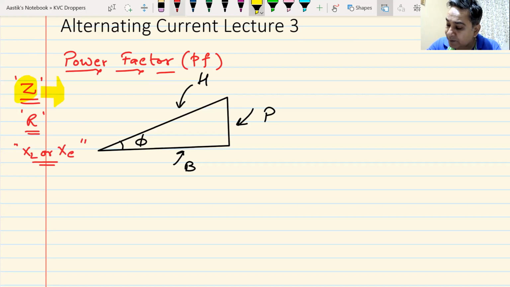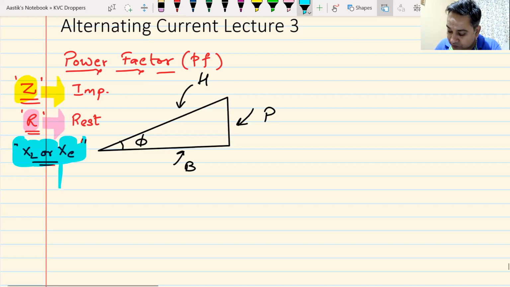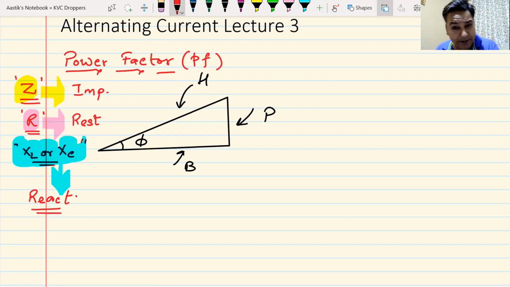This is your impedance. And remember, all these terms refer to the same thing. They are trying to make us understand the same thing in different ways. This R stands for resistance. I hope everyone is paying attention. This R stands for resistance. This blue one, XL or XC, they stand for reactance. I hope I am making sense over here. Even if I am talking nonsense, just remember what I am going to tell you now.